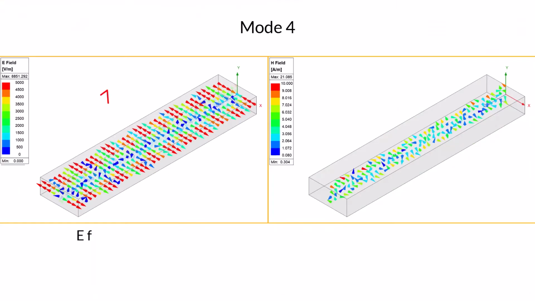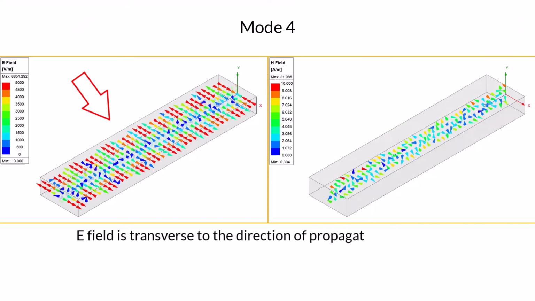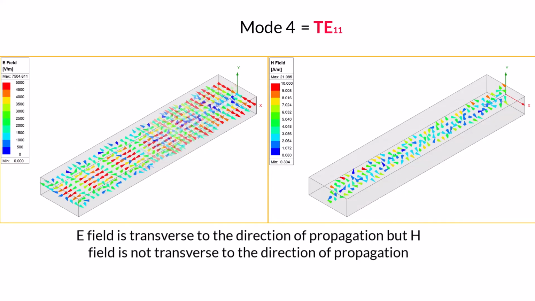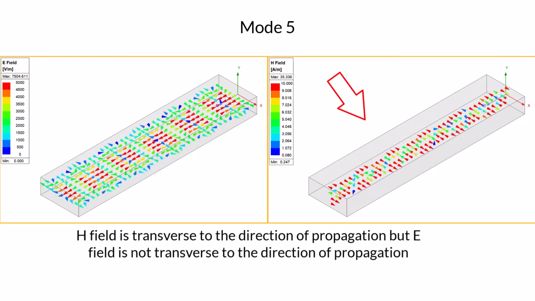And for mode 4, the electric field is in the XY plane, i.e. transverse to the wave propagation, which is in the Z direction. So it's the TE11 mode. And the same for mode 5. We see that the magnetic field is in the XY plane, and so it's a TM11 mode.